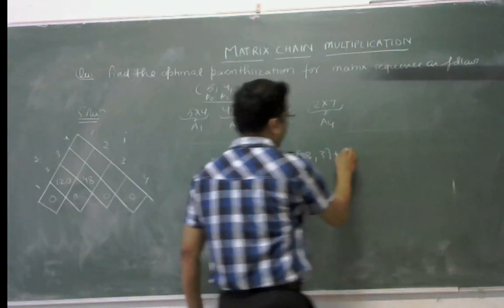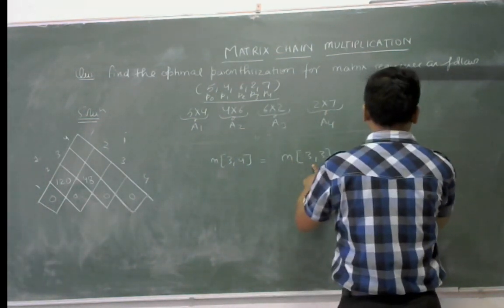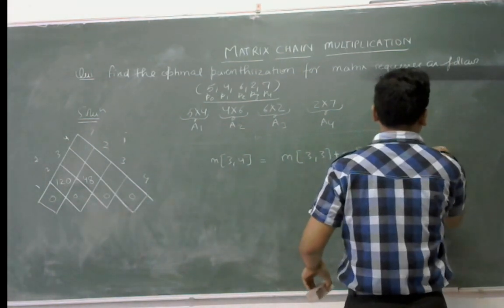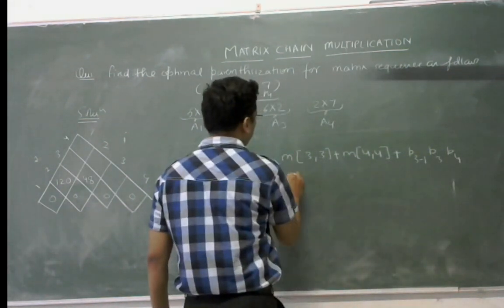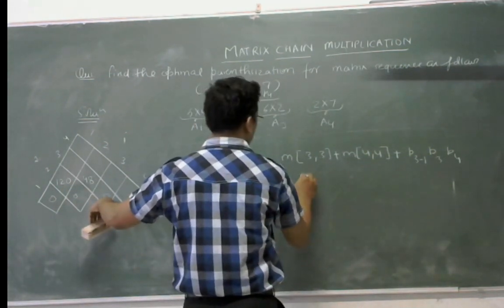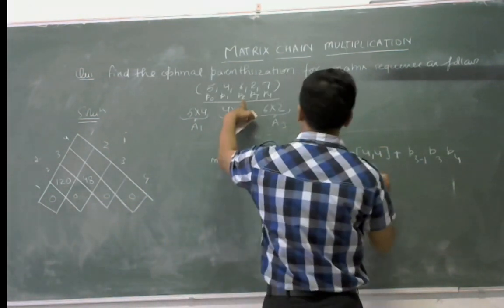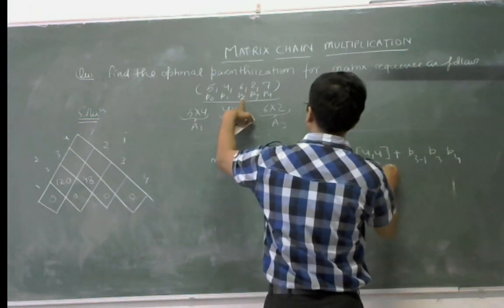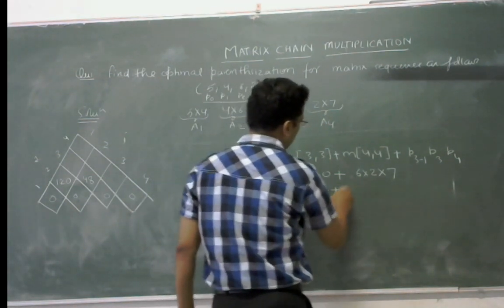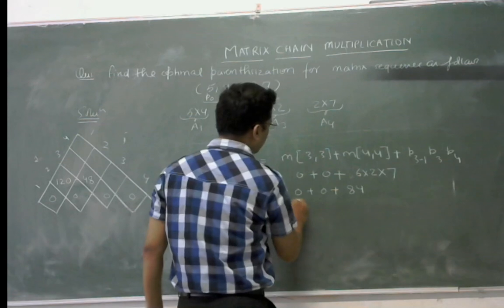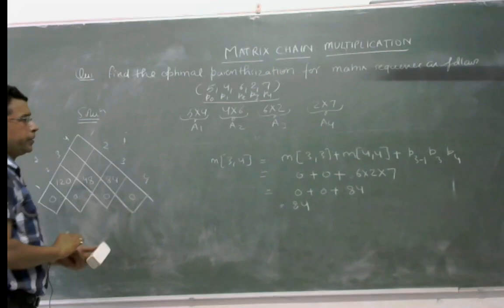So that's equals to M33 plus M44 plus p(i minus 1). i is equal to 3, so 3 minus 1, and k is equal to 3 and j is equals to 4. So that's equals to M33 is equals to 0 plus M44 is also 0 and p3 minus 1 is equal to p2, p2 p3 p4: 6 cross 2 cross 7. So that's equals to 0 plus 0 plus 84. So that's equals to 84. So this value would be equals to 84, right?